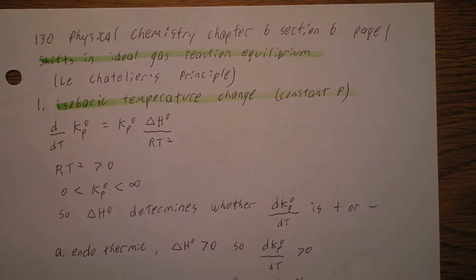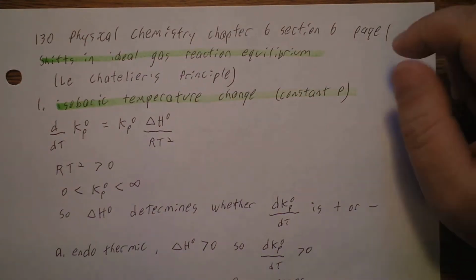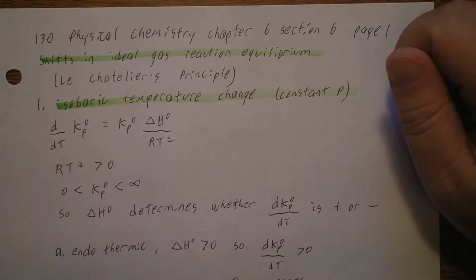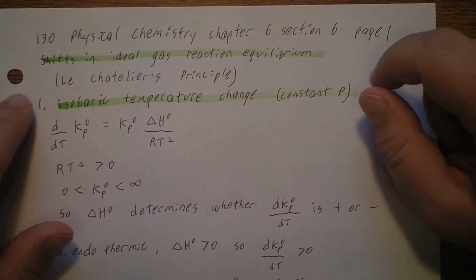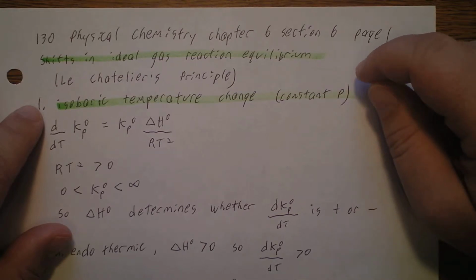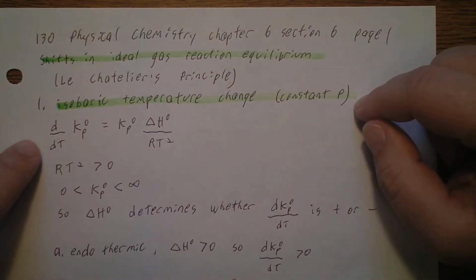Continuing on physical chemistry, chapter 6, we're beginning section 6 now. We're going to be talking about shifts in ideal gas reaction equilibrium and Le Chatelier's principle. So first, we'll talk about isobaric temperature change at constant pressure.